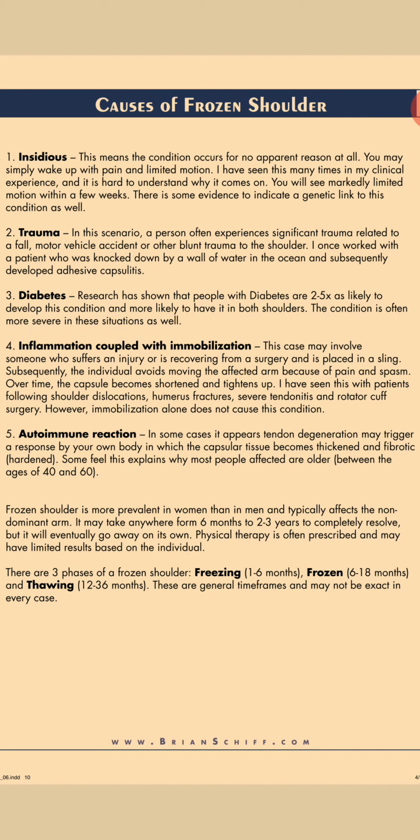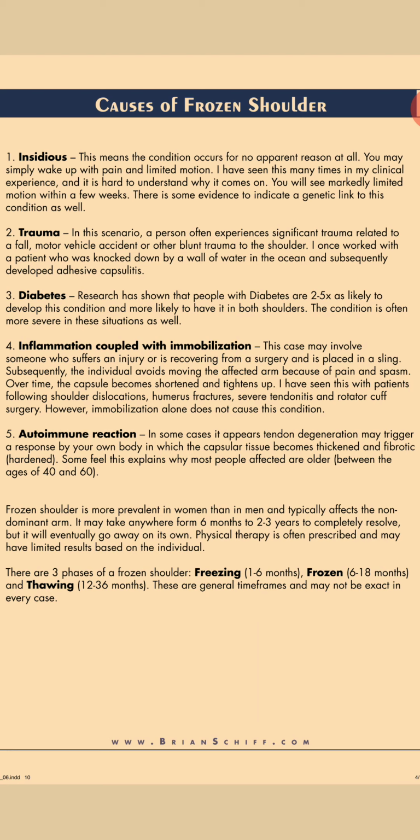Inflammation coupled with immobilization. This case may involve someone who suffers an injury or is recovering from a surgery and is placed in a sling. Subsequently, the individual avoids moving the affected arm because of pain and spasm. Over time, the capsule becomes shortened and tightens up. I have seen this with patients following shoulder dislocations, humerus fractures, severe tendinitis, and rotator cuff surgery. However, immobilization alone does not cause this condition.